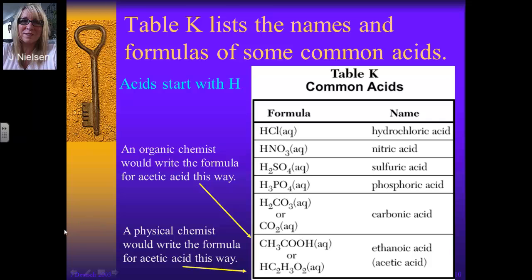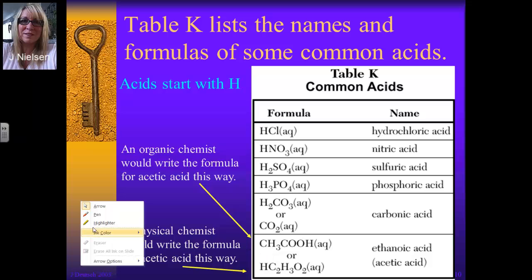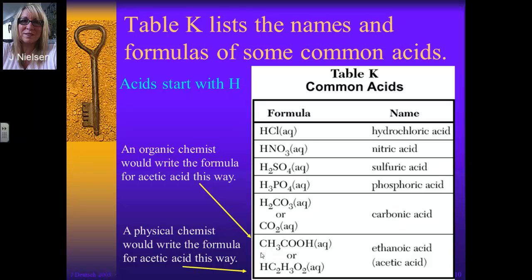Table K lists the names of some common acids. Please don't forget about it. It could be very useful during the test or the Regents exam. An organic chemist would write the formula for acetic acid this way, as you see here. However, most of the time I write it as HC2H3O2, so that you can see that the H is right out in front and it is an acid, but they are the same compound.